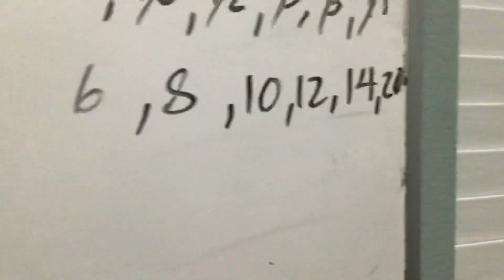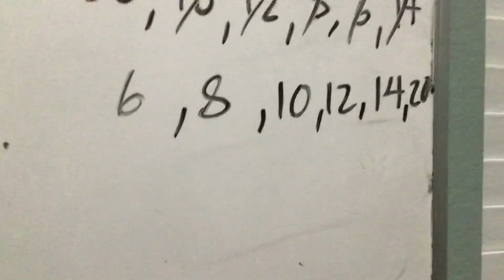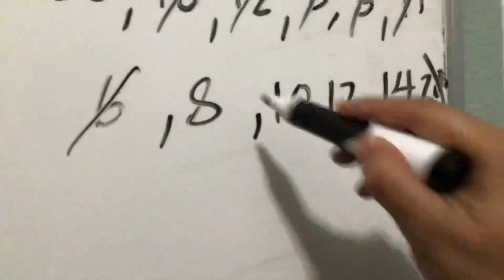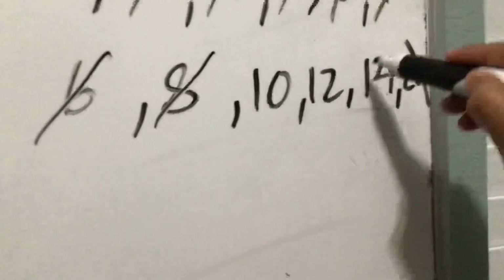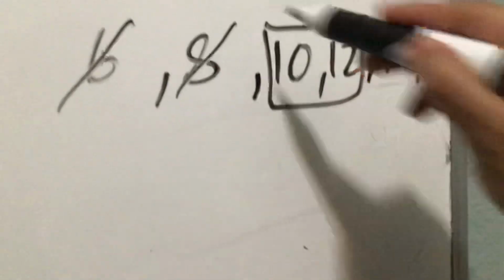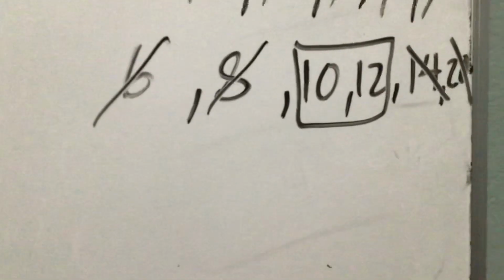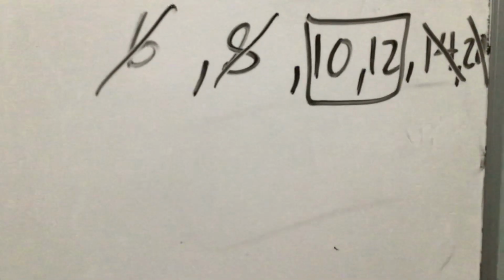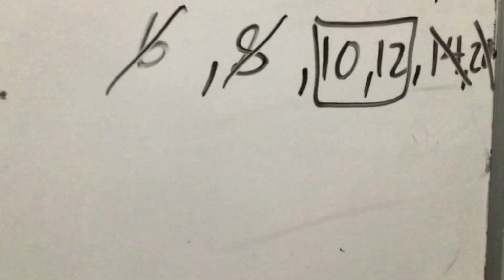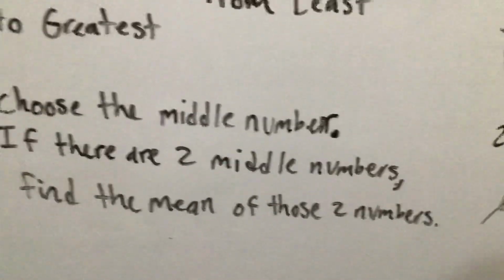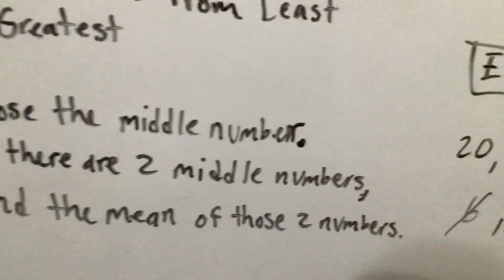So what we do when we have them from least to greatest, again, cross one on the left, one on the right, one on the left, one on the right, and then here's where we run into this little problem. We have two middle numbers, or two medians. Now we can't have two medians. You've got to do something about it. And then we go back to that rule that says that if you have two middle numbers, you must find the mean of those two numbers.